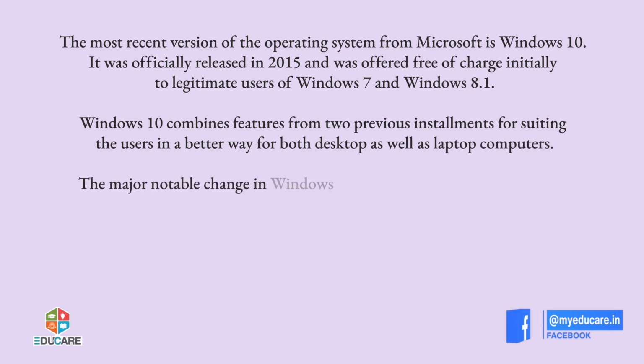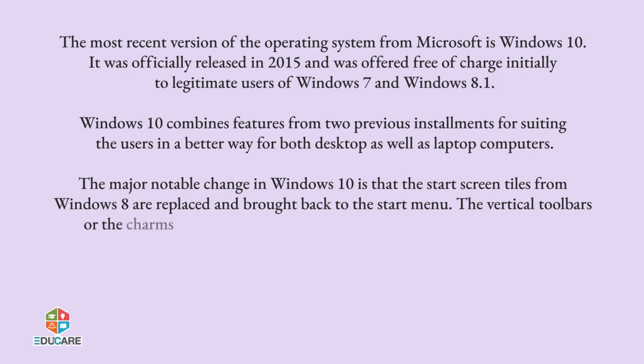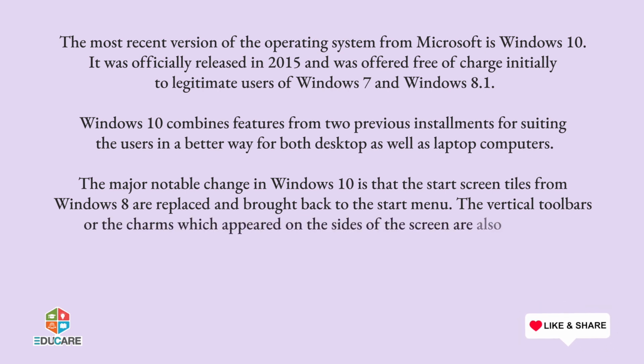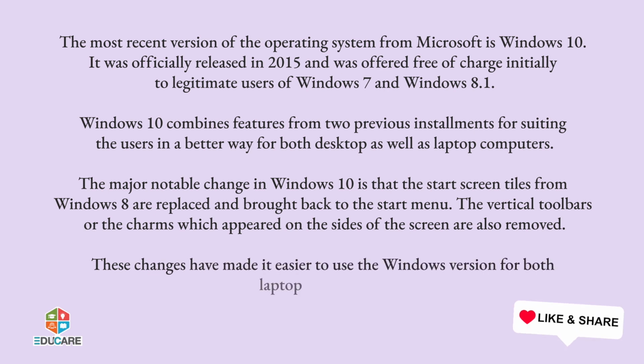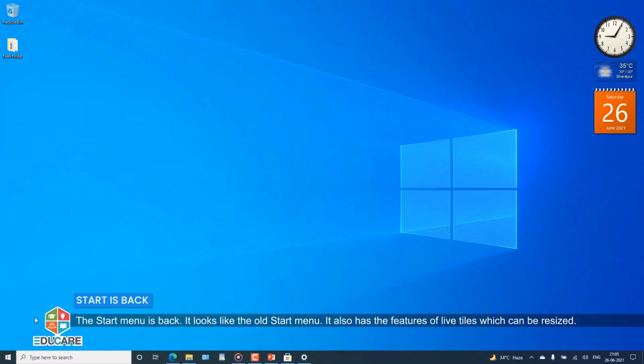The major notable change in Windows 10 is that the Start screen tiles from Windows 8 are replaced and brought back to the Start menu. The vertical toolbars or the charms which appeared on the sides of the screen are also removed. These changes have made it easier to use the Windows version for both laptop and desktop. Start is back. The Start menu is back.